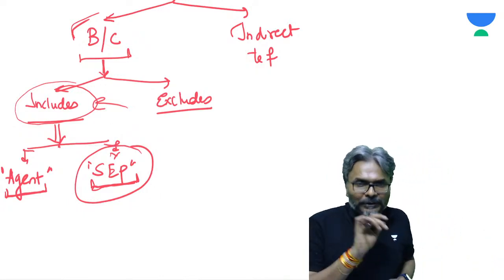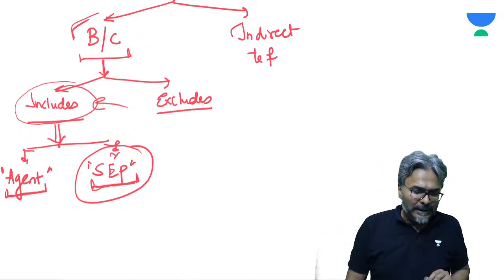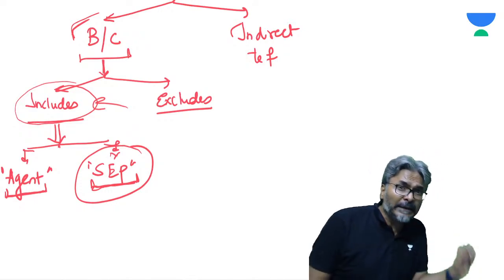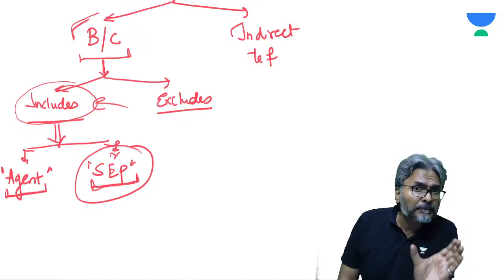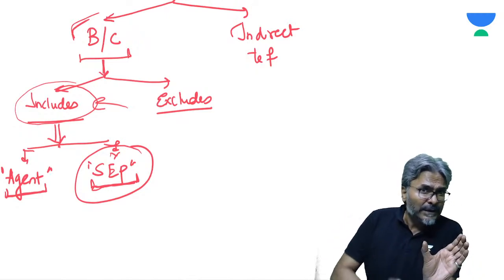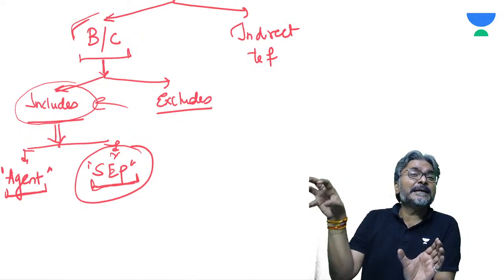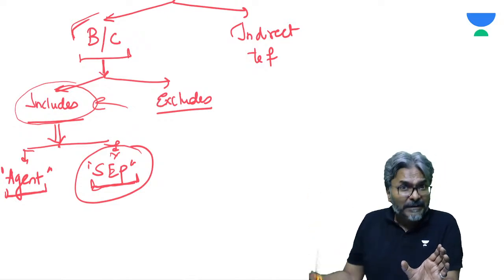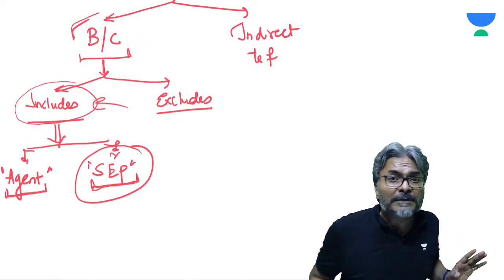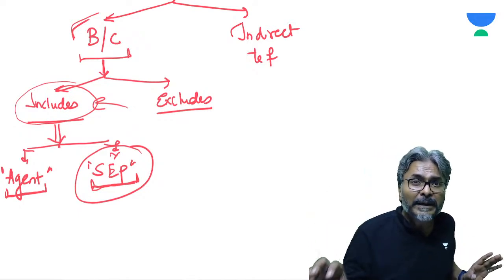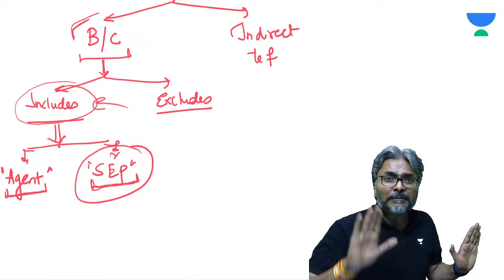Now, in this particular case, be careful, students. As I told you, what business connection actually means, nobody is telling anything about it. So what does it mean, students? In simple words, business connection means that the non-resident has physical presence in India, or a place of business in India through which he is doing his business in India. That is the normal meaning of the term business connection.